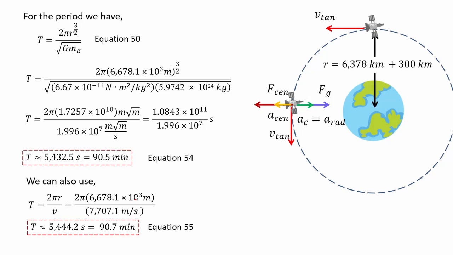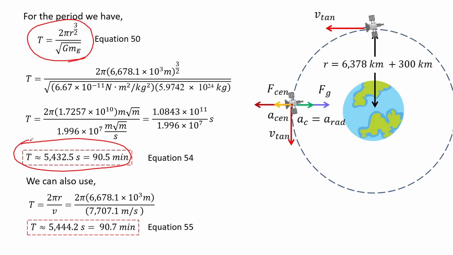For the period, we can use either of the two equations. First, we have the one involving the gravitational constant and mass of Earth. After substituting the known values, we see that the period would be around 5,000 seconds, or about 90.5 minutes for the satellite to move around its orbit.